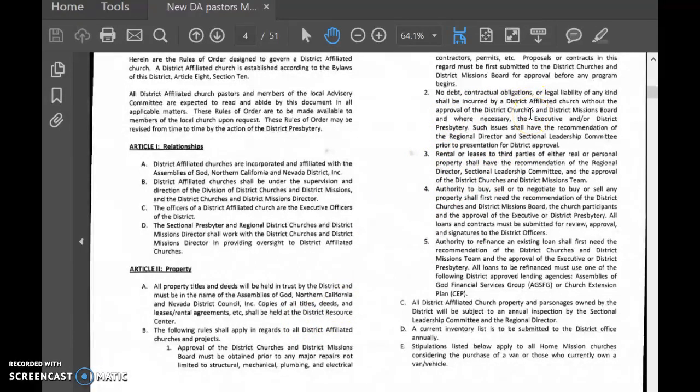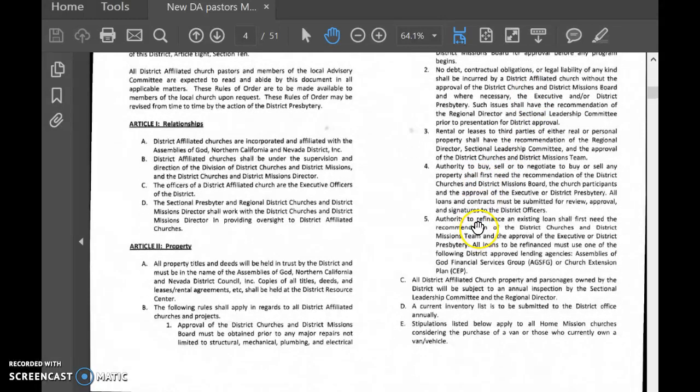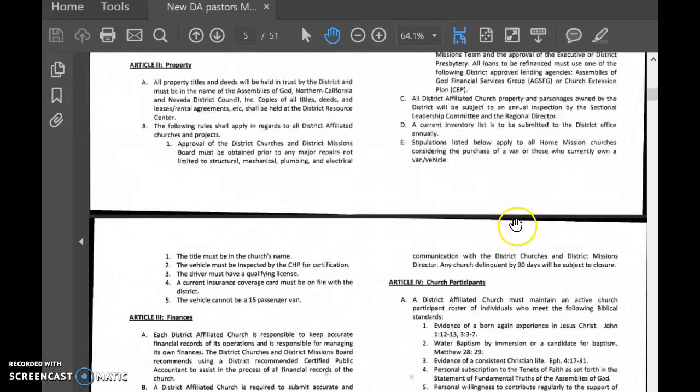Now listen, Pastor, this is really important because some of our district-affiliated churches have started opening credit cards, and we are now having to deal with that and say, no, I'm sorry, district-affiliated churches are not allowed to have credit cards. So you work on a reimbursement system, or you work on a bank card.